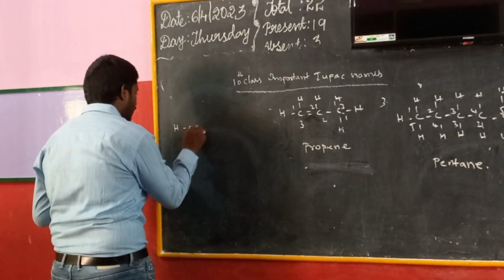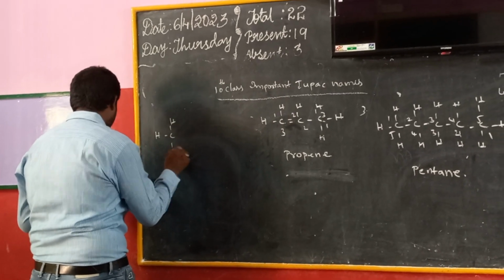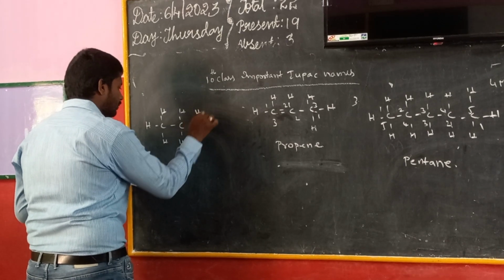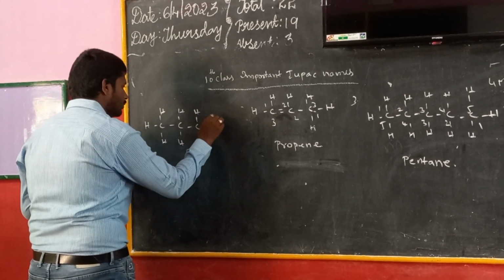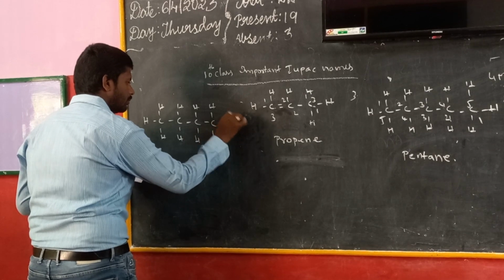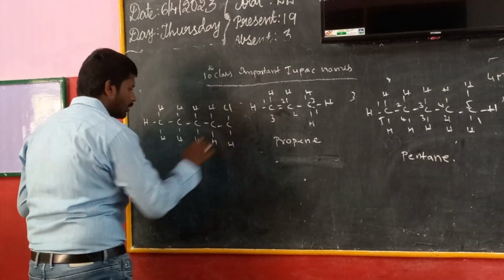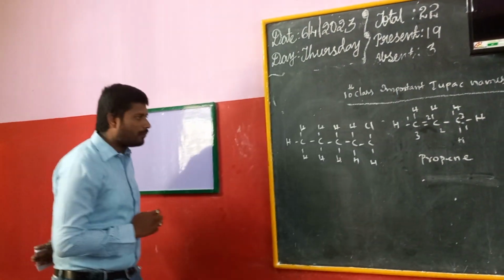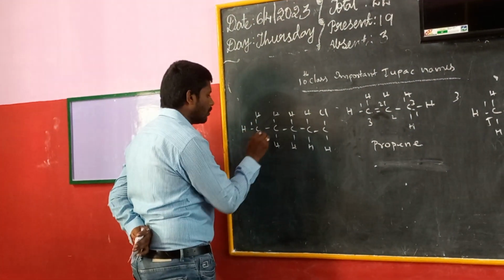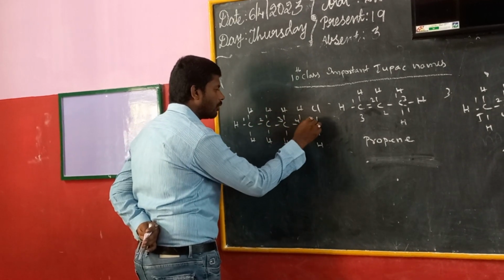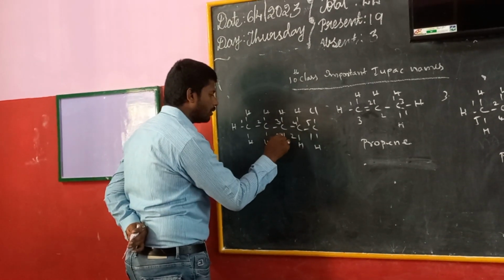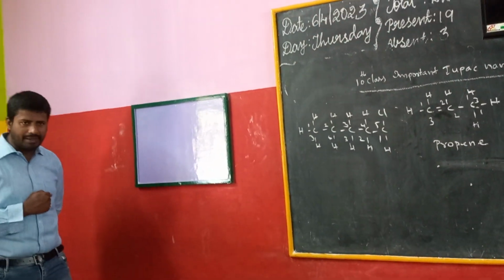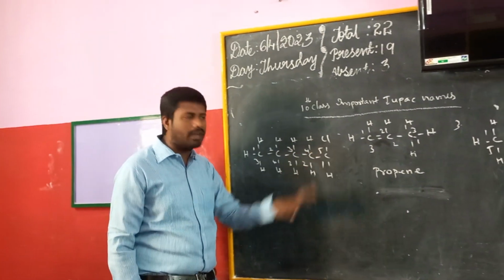First of all, start giving numbering. 1, 2, 3, 4, 5, and 1, 2, 3, 4, 5. Altogether 5 carbons are there. It is nothing but pentane. And to the last carbon, chlorine is attached.